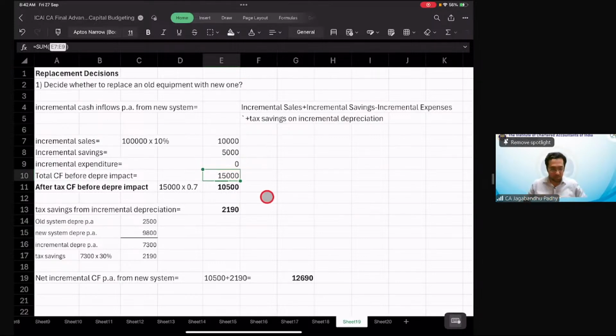Now on that 15,000, you are going to pay tax because this is an additional profit that you are making, right? So that 15,000 into 0.7 will be the after-tax cash flow before the impact of depreciation. On that, we add the tax savings on depreciation, which is the incremental depreciation tax saving. That gives us a total of 2190 plus 10,500, which is 12,690. Is this part clear now? 12,690. Is it clear?